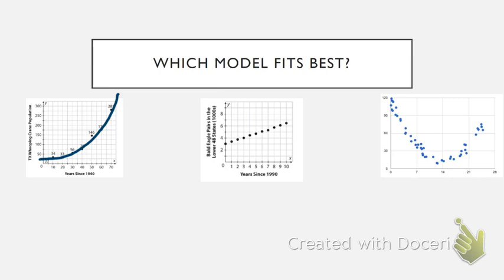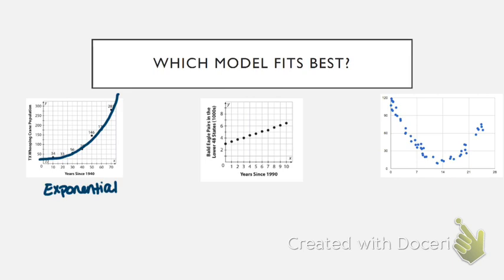I do see a flat-ish part that then increases rapidly as we go. So that is going to be an exponential model, because it starts off flat and then it increases rapidly as we go. Okay, so now the middle one.